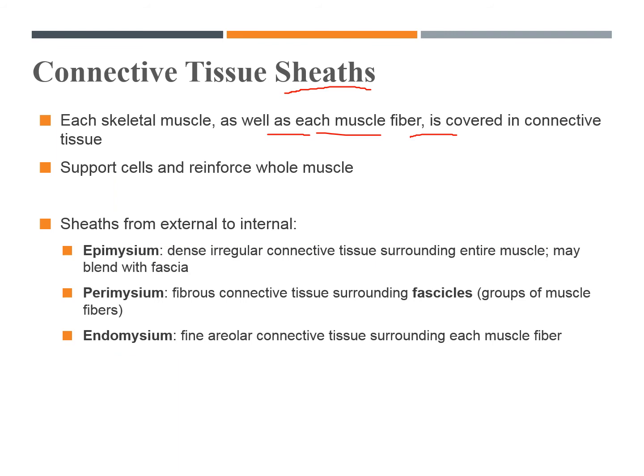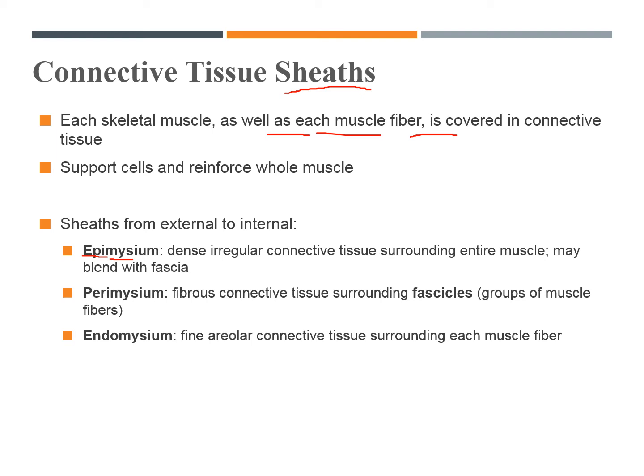For our first sheath, the prefix epi means on top of, and mys, as we just learned, refers to muscle. So this is a sheath of dense, irregular connective tissue that is on top of the entire muscle. It binds everything together and separates one muscle from another or from nearby tissues. The epimysium may combine with connective tissues associated with the skin. These connective tissues at the skin are called fascia.